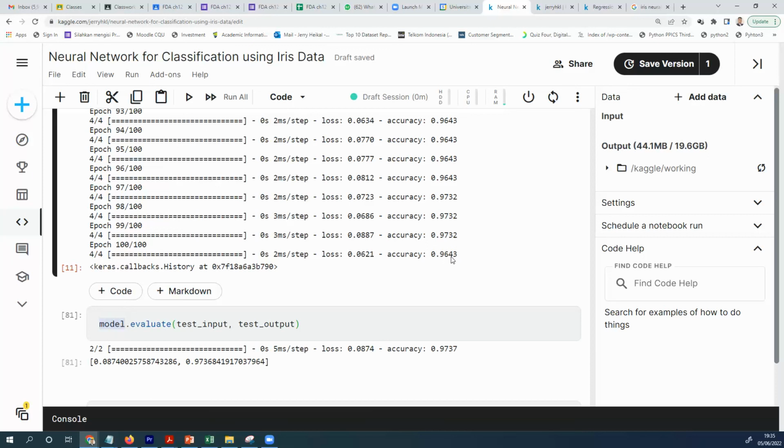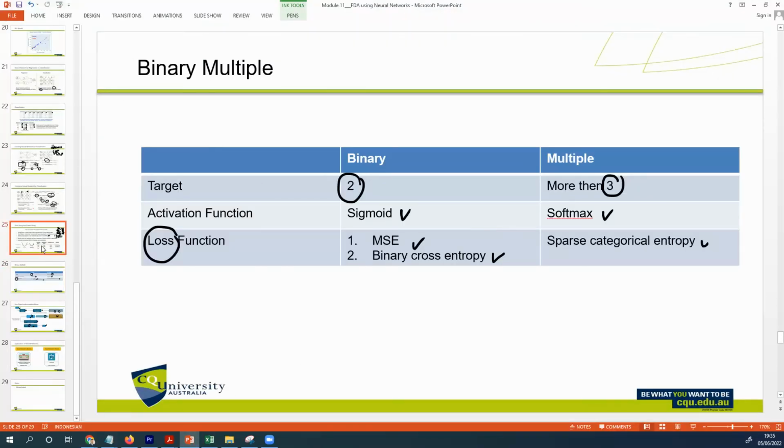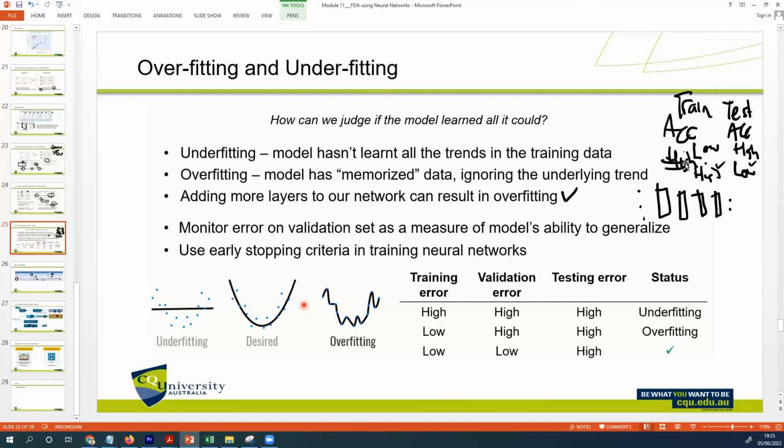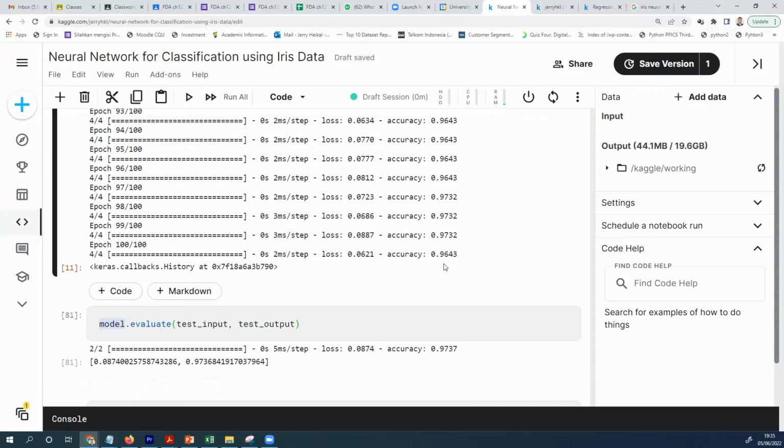If the training accuracy is 96% and the testing accuracy is 97%, is it a little bit underfitting or overfitting? When the training is lower than the testing, it is underfitting. Just a little bit, no worries. The percentage is quite robust.